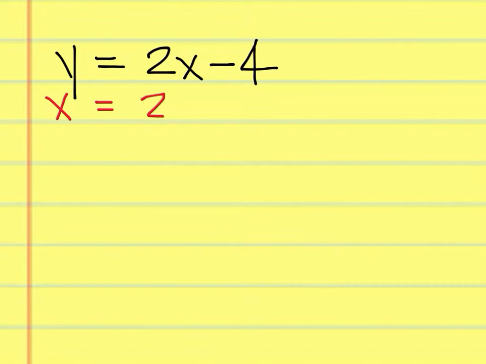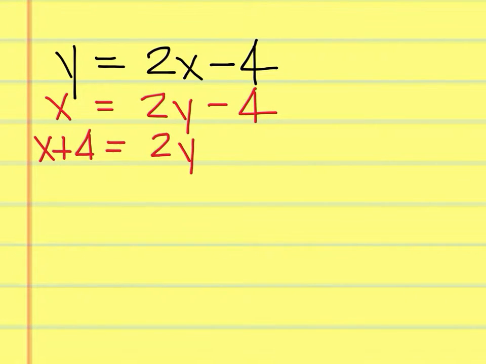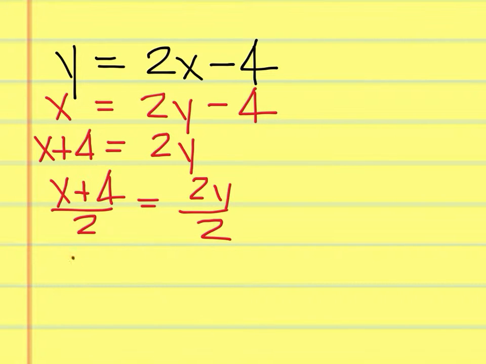Let's find the inverse of y equals 2x minus 4. Our first step is to trade places with the x and the y. And then we want to solve so that we can isolate the y. So we're going to move the minus 4 to the left. And then we would have to divide both sides by 2. Which would leave us with x plus 4 over 2 equal to y. And this will be the inverse of y.